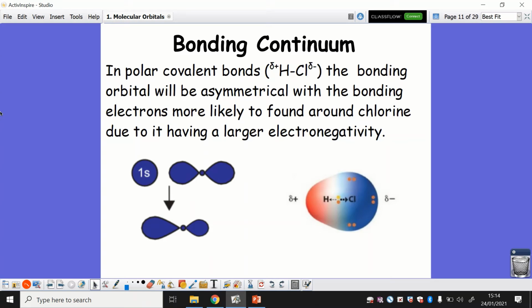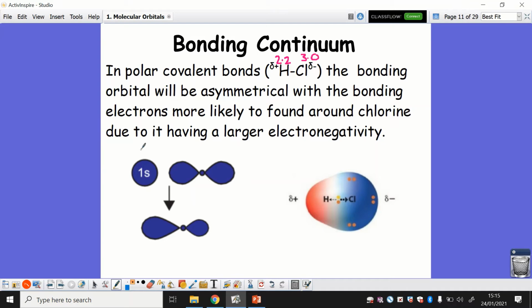So let's look at this in terms of polar covalent bonds. We have hydrogen chloride here. So just switch to the pen. We've got an electronegativity of 2.2 for hydrogen and 3.0 for chlorine. Because the chlorine atom has the higher electronegativity, it is going to pull the bonding electrons, which we see here, closer towards it than the hydrogen, making the chlorine end of the molecule slightly negative and the hydrogen end of the molecule slightly positive. So let's look at that in terms of these bonding molecular orbitals.